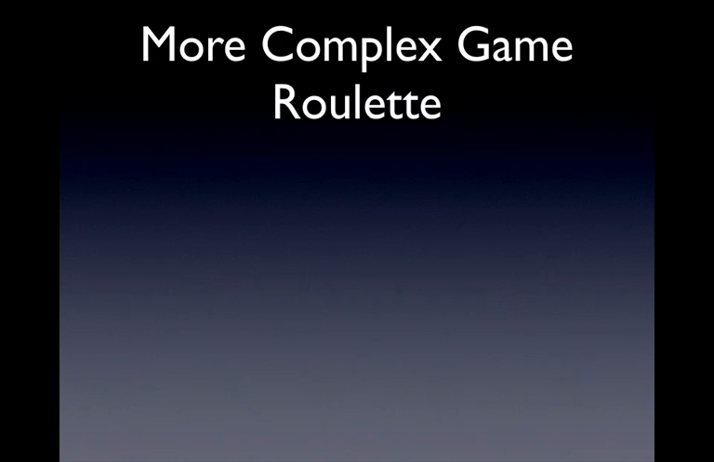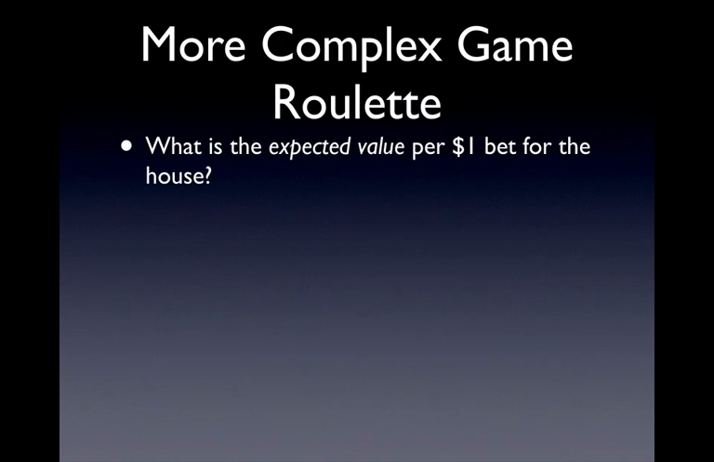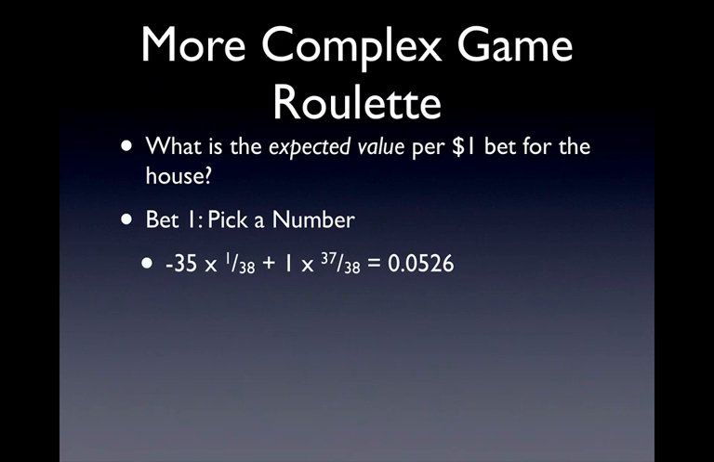What is the expected value per $1 bet for the casino? The first type of bet, the casino pays out $35, 1 out of 38 spins, and keeps the dollar 37 out of 38 spins. This gives the casino about a 5 1/4 cent expected value per $1 bet.